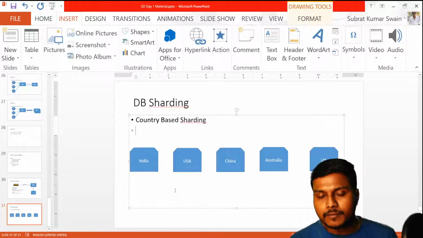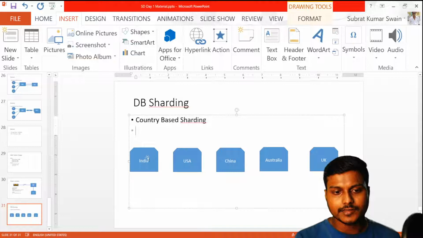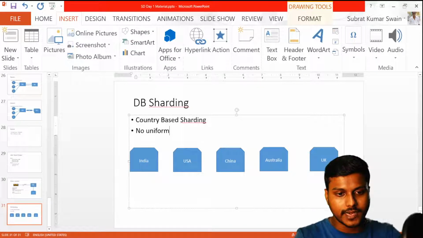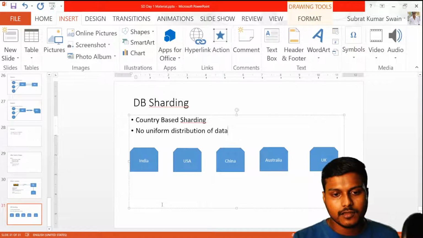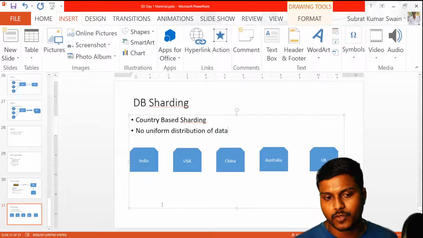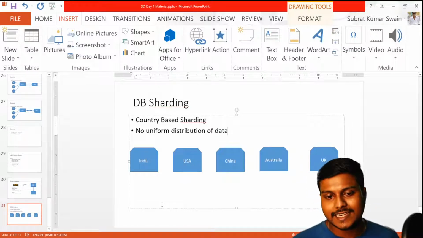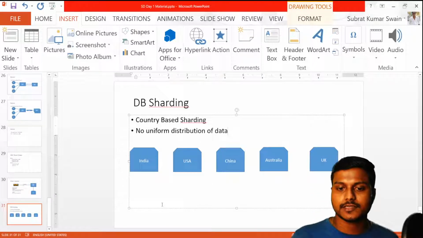But the problem with country based sharding is that there would be no uniform distribution of data. For example, we know the population is larger in India and China, so obviously the number of users in India and China would be more compared to the US, Australia, and UK.